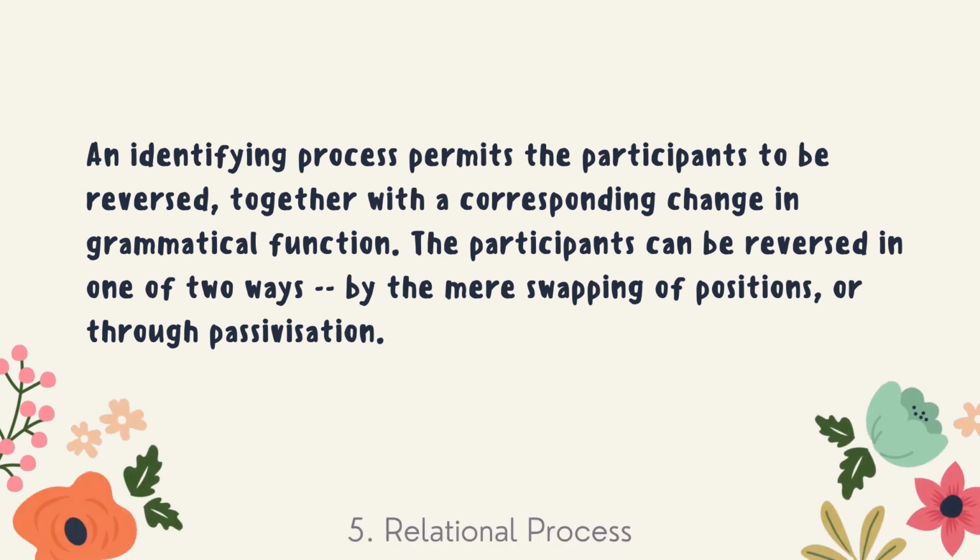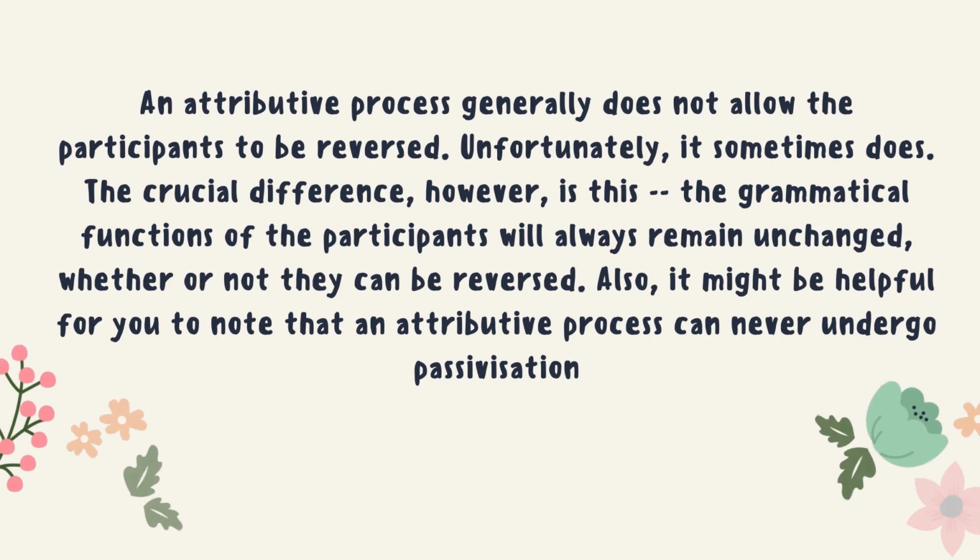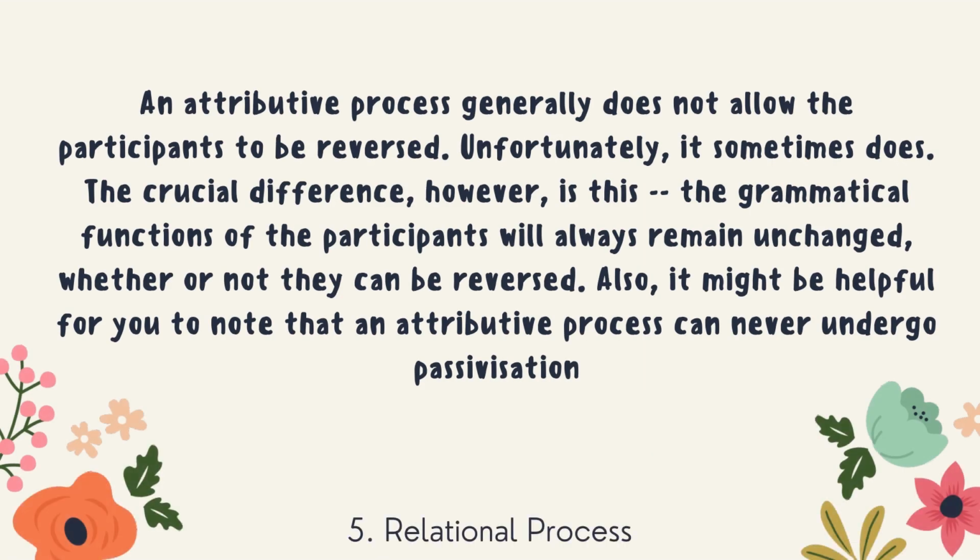An identifying process permits the participants to be reversed, together with a corresponding change in grammatical function. The participants can be reversed in one of two ways: by the mere swapping of positions or through passivization. An attributive process generally does not allow the participants to be reversed.